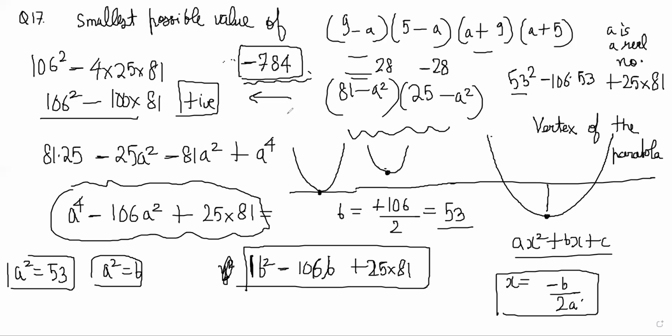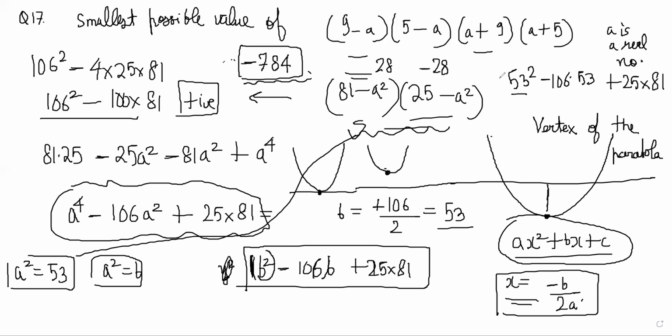Okay. So this is one way to do it, where we converted it into a quadratic and then knew from our quadratic theory that the vertex of the parabola is the point where the minimum happens. So x is equal to minus b by 2a. Our b was equal to minus 106, so minus of minus 106 by 2 is 53. B was 53 means a square was 53, so put that a square back here. Don't simplify it like this.